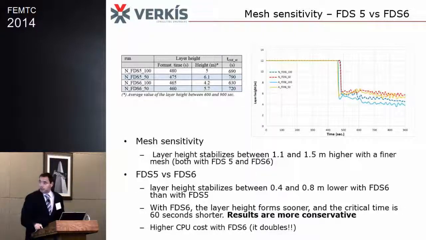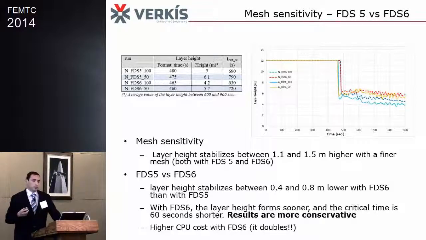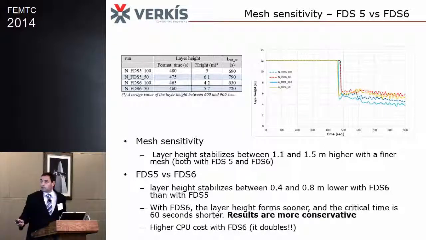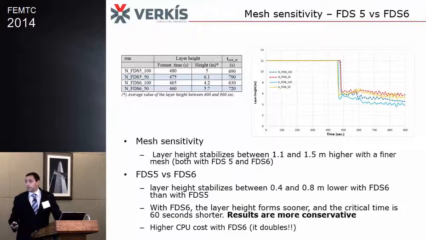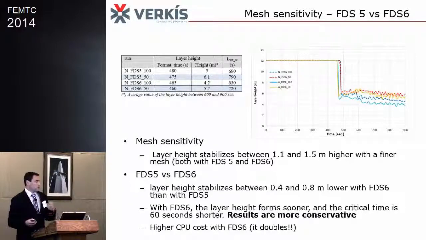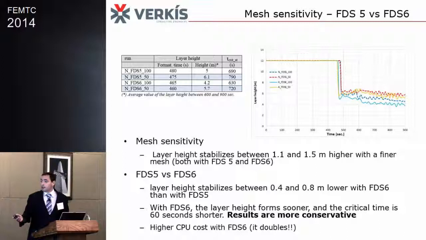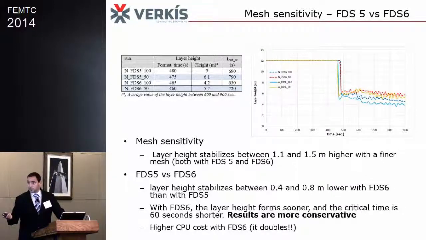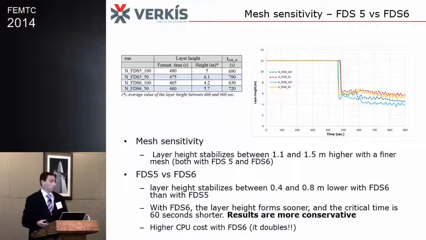And what I found out here, if you compare, for example, these two blue ones, is that the layer height stabilizes between 0.4 and 0.8 meters lower with FDS 6 than with FDS 5. Also, this is my critical time for every case. And here you can see that with FDS 6 the layer height forms sooner than in FDS 5, so it reacts more to the mesh sensitivity. Also, the critical time is about 60 seconds shorter with FDS 6. So I can't say at this time that FDS 6 is better, but I can say that FDS 6 is more conservative. And conservative is, of course, very important.